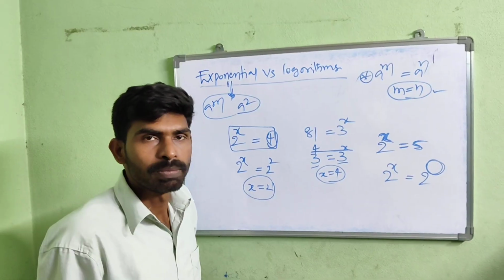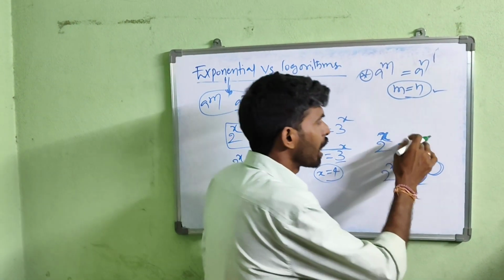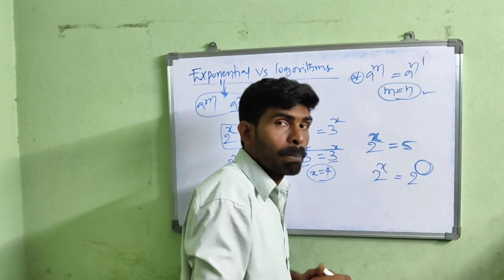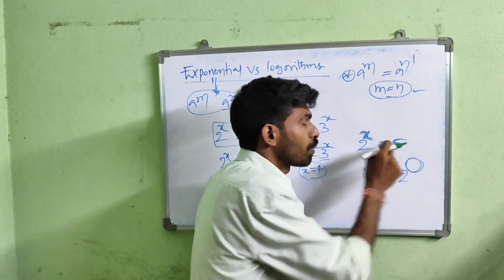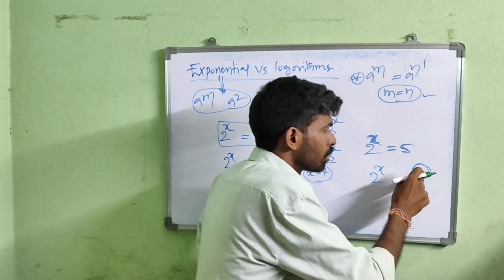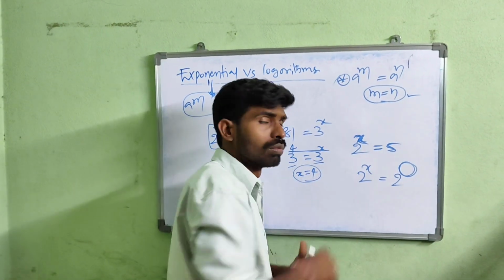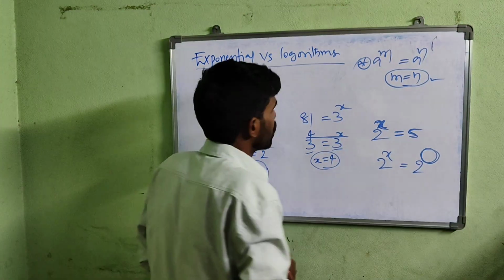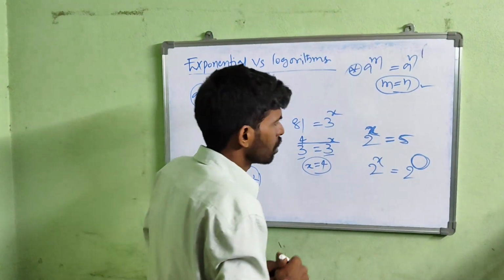Can we find it easily? It is very difficult, right? If we have 4 here, it is easy: 2 square, we can say. But if it is 5, it is very difficult to find 2 power something is equal to 5. But what is that something? 2 power some value is equal to 5. But what is that value? We cannot say it simply or easily. That's why logarithms are coming into the picture.